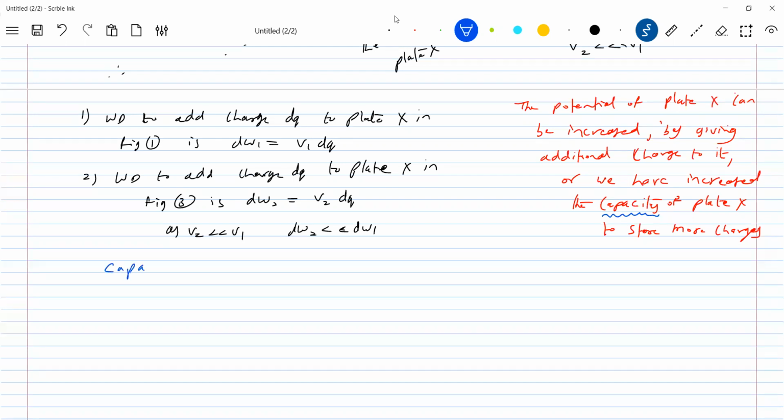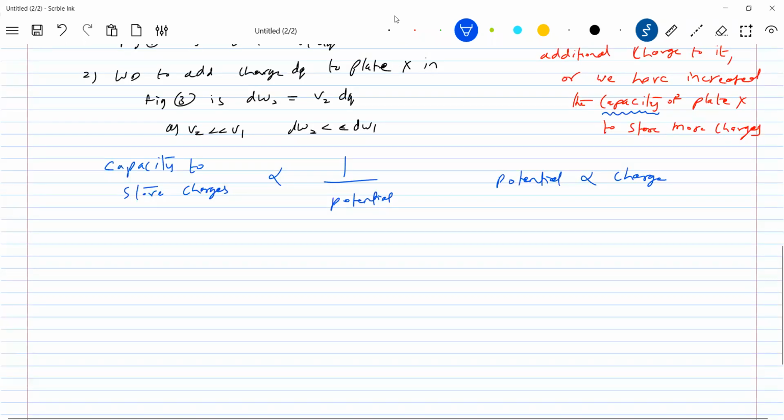So I'll write it here. Capacity to store charges is inversely proportional to its potential. Then how are potential and charge related? Directly proportional, already from electrostatics. Okay, got this one. The capacity to store charges, this particular thing I'll define as the capacitance of a conductor. So I'll bring the word capacitance.